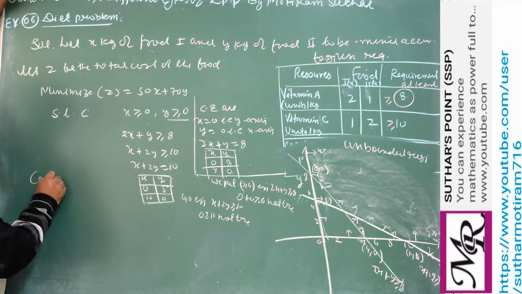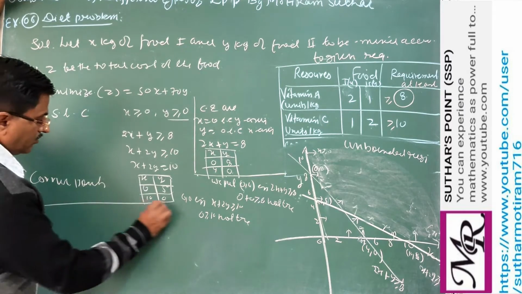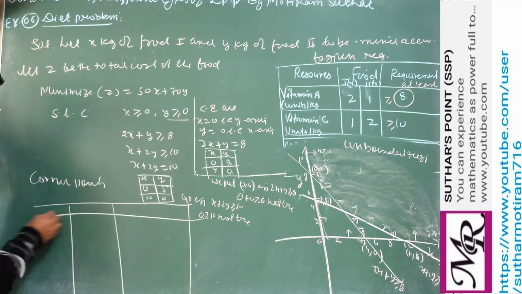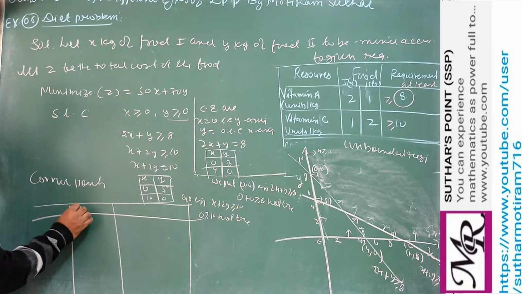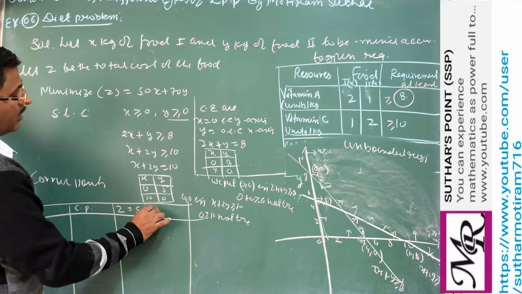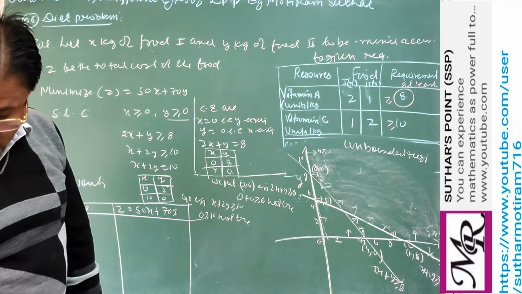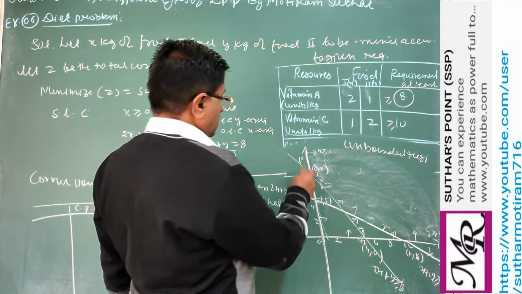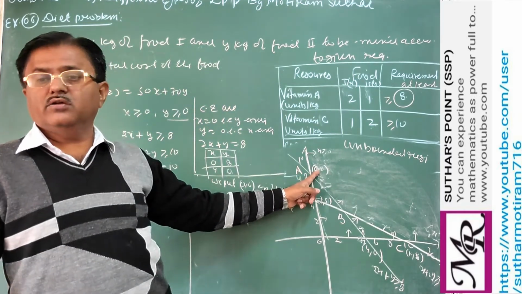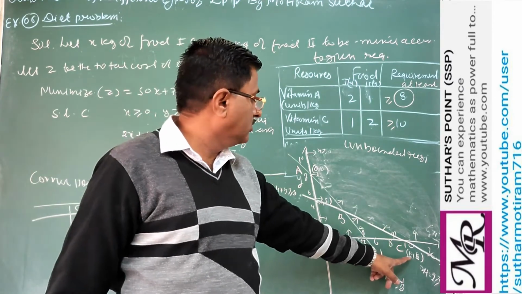So we find the corner points here. At each corner point we have to find the value of z. So this is the corner point, and here z is our 50x plus 70y. So the corner points you can write as A, B, C. The coordinate of A we already get from the graph: 0, 8. The coordinate of C is also 10, 0.